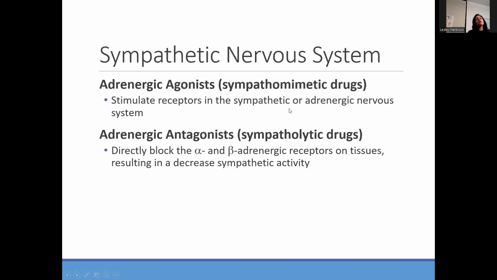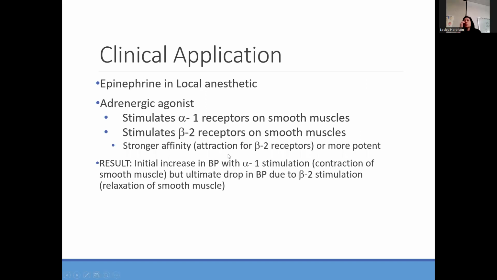These terms are not a lot, but I do think they show up on an exam. So just highlight it and go back to it when you wonder what that term was. They're referring to the classification of the drug, one that directly blocks the alpha or beta adrenergic receptors. Okay, clinical application. Here's a little example.